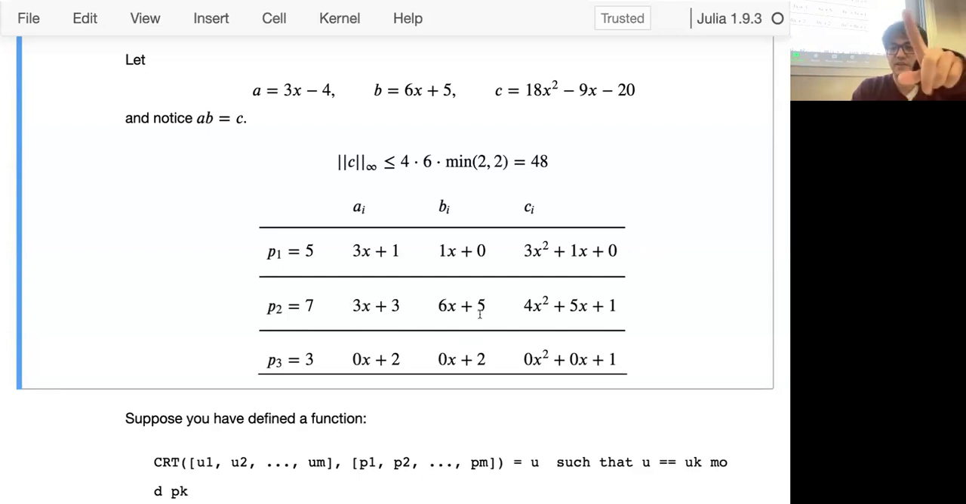So mod 7, 3 is 3 mod 7, minus 4 is 3 mod 7. 6 is 6 mod 7, 5 is 5 mod 7, and this is their product. Mod 3, you get 0x plus 2, 0x plus 2, and 0x squared plus 0x plus 1. This is super easy to do mod 3 because everything sort of disappears. Okay, so ignore the fact that we know the answer. How can I then get the product from this? What's 3 times 7 times 5? Is that bigger than 48? Well, 7 times 5 is 35, so twice that is 70, and we're doing 3 times that. So it's certainly greater than 48. What should I do here to recover this answer?